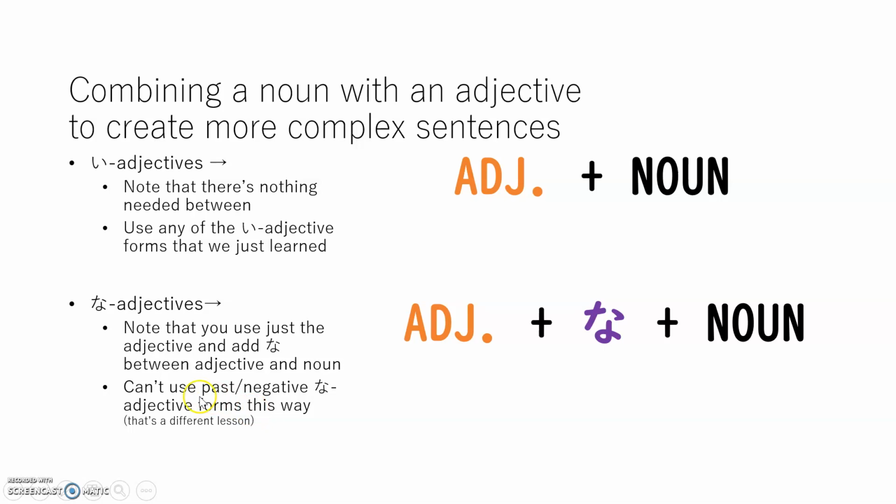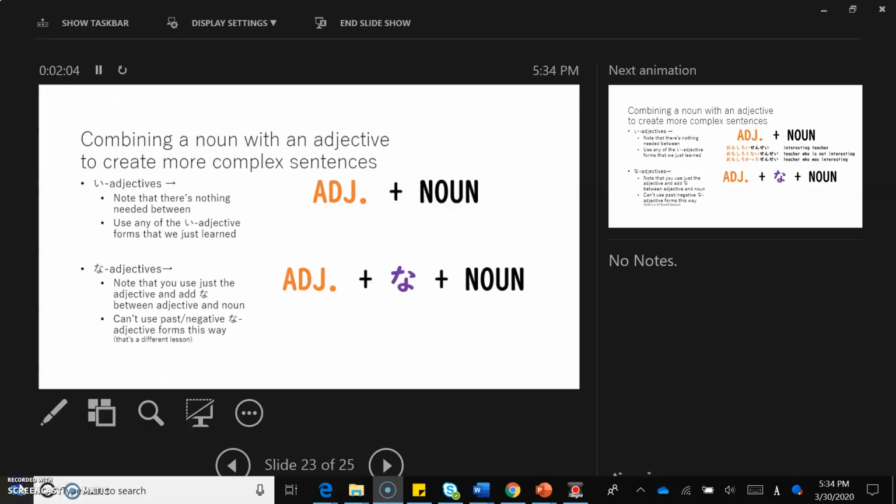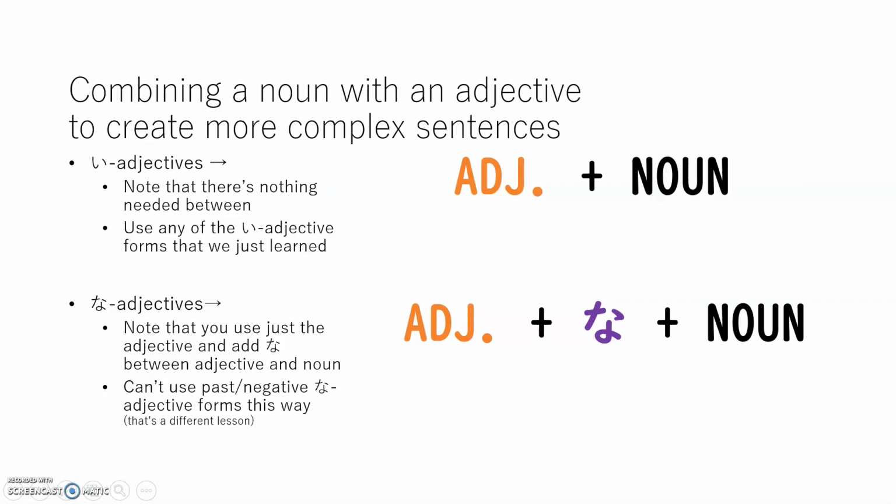However, you can't use the past or negative adjective forms for na-adjectives because they use desu and deshita, ja arimasen, ja arimasen deshita. And to do it, we have to learn something new. So that's a different lesson. So we have to stick with saying something such as just a quiet person. Shizuka na hito, a quiet person.